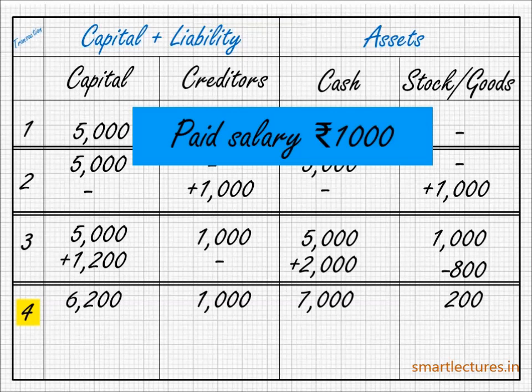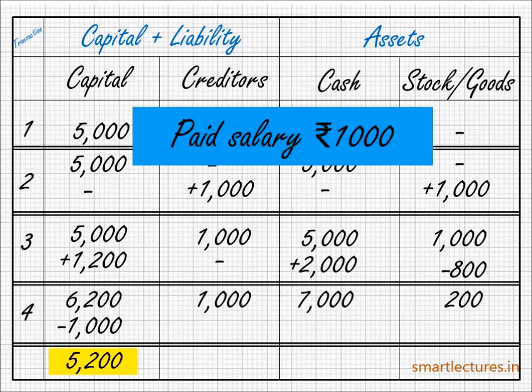paid salary rupees 1,000. It means we have lost cash. And secondly, we have paid this money to meet our expenses. Whenever there is loss or expenses, the capital will be reduced. So we'll have to reduce the capital by rupees 1,000. So in the capital column, minus 1,000. So the new amount will be 5,200. Creditors, as it is, 1,000.